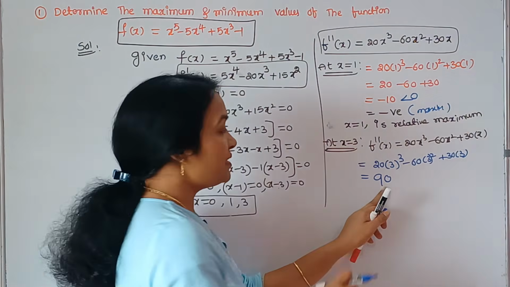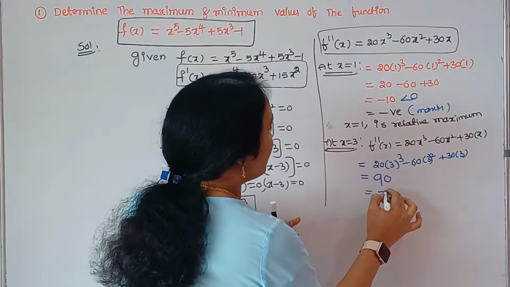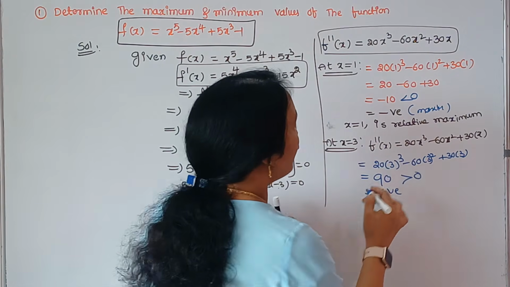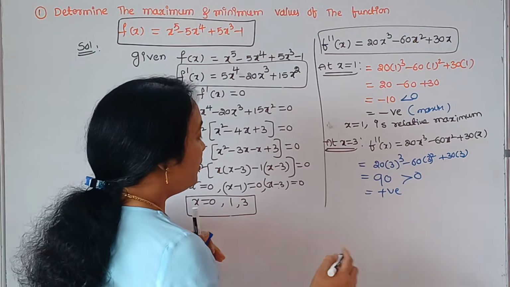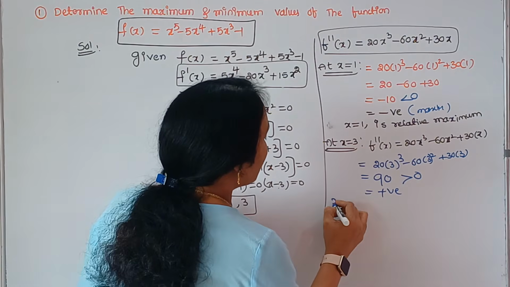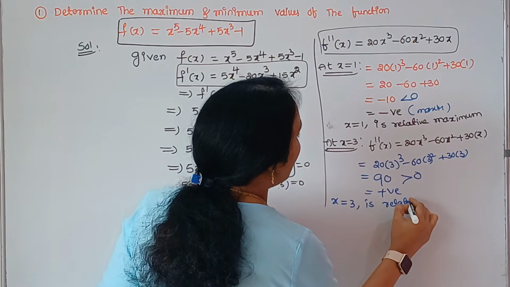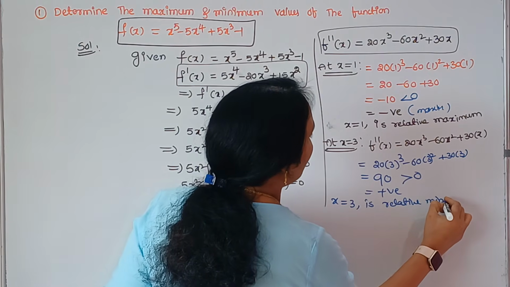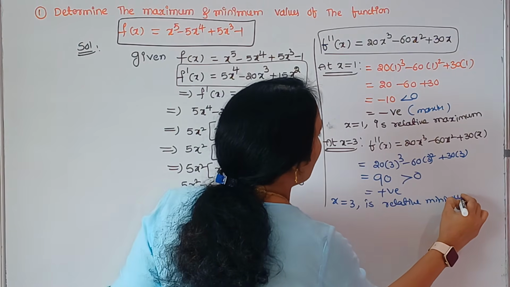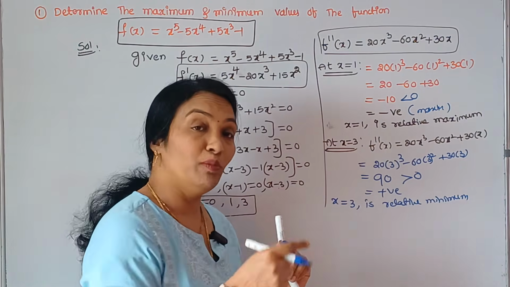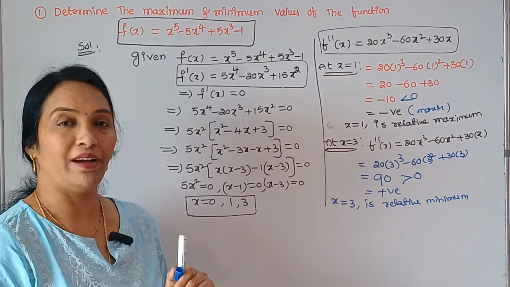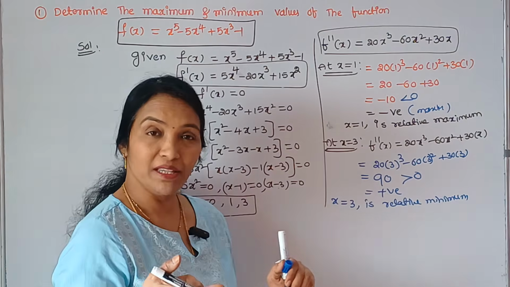If it is positive, that is, if it is greater than 0, what do we have to conclude? At x is equal to 3 is a relative minimum. But if they ask what is the minimum of that function, then what should we do?